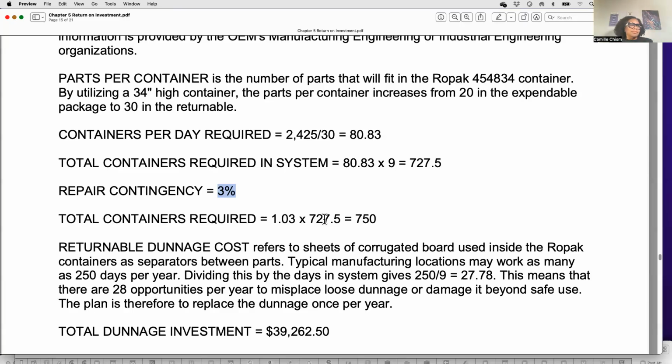I like this sentence here. It means you round up to 28. There are 28 opportunities per year to misplace loose dunnage or damage it. So that's why they say they want to replace that.